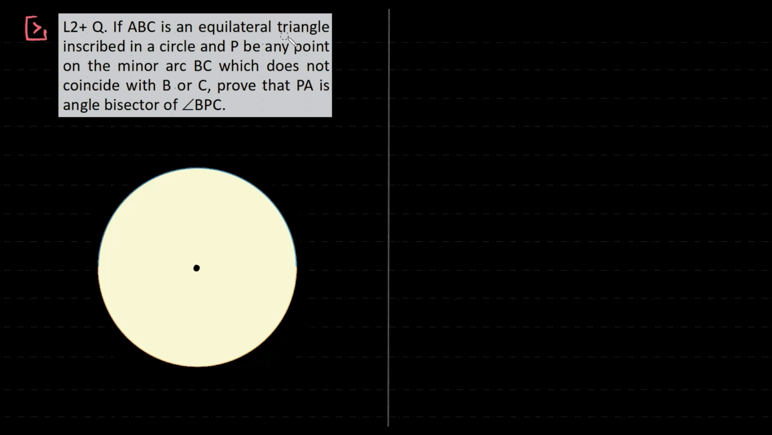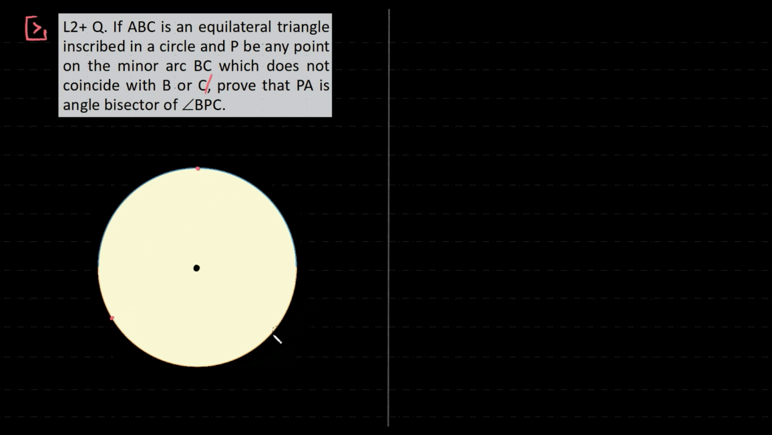If ABC is an equilateral triangle inscribed in a circle and P be any point on the minor arc BC which does not coincide with B or C, prove that PA is the angular bisector of angle BPC.